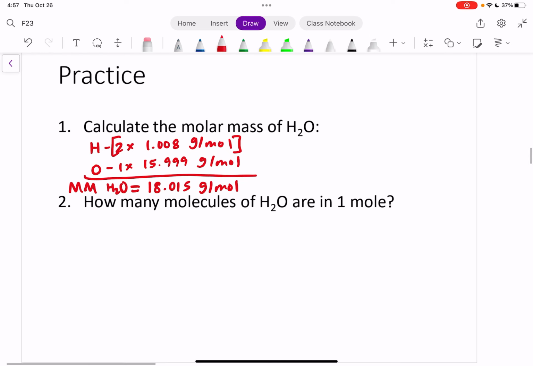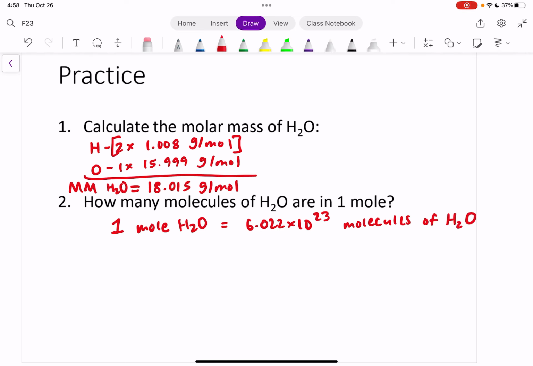All right, and then number 2 asks, how many molecules of H2O are in 1 mole? Now, don't let this trip you up. It sounds kind of scary, but remember, Avogadro's number tells us that 1 mole of any substance equals 6.022 times 10 to the 23rd units of that substance. So 1 mole of H2O molecules is 6.022 times 10 to the 23rd molecules of H2O. That's how many molecules are in 1 mole of H2O.